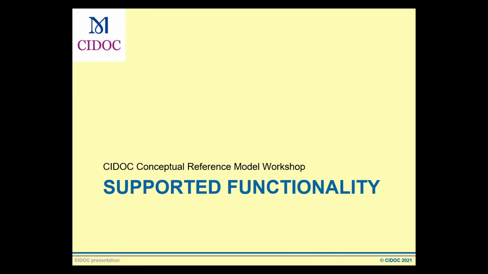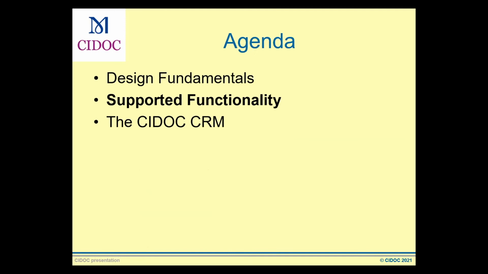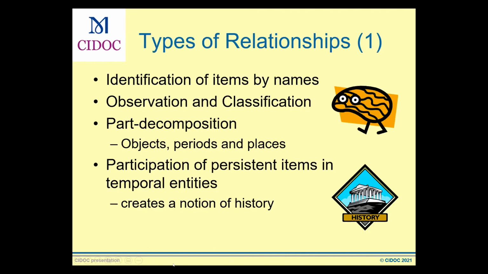So what does the CRM actually support? These are the core functionalities that we've got in place. So we like to identify things by giving them names. So one of the key things that we need to be able to do is to give names to things, appellations. We also observe things and classify them. So we need to say that we've seen something and that we've classified it.